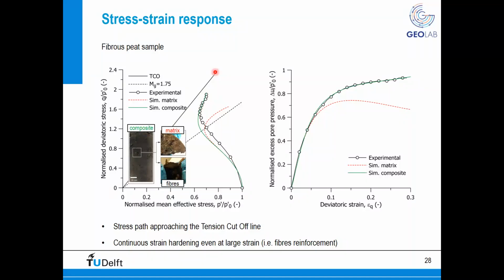So if you transform a tension cutoff line into a friction angle, you end up with a material with 90 degrees of friction angle, which obviously doesn't make sense in terms of assessment. We cannot assume a material with 90 degrees of friction angle when we are performing our stability analysis. So the idea here is just to show you how the behavior of peat could be better captured if we assume that peat is a composite soil.